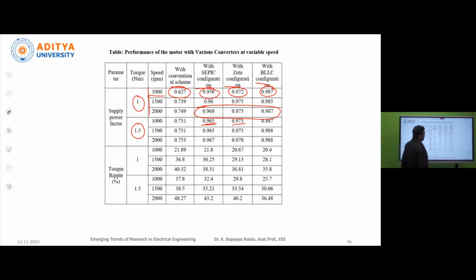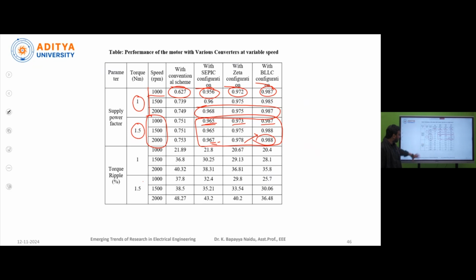With the Zeta converter configuration it is 0.973, and with BLLC we obtained 0.987. Here also, at various speeds with a constant load torque of 1.5, we obtained improved power factor. It is approximately equal to 0.988. And from converter to converter topology, it is always in increasing order.